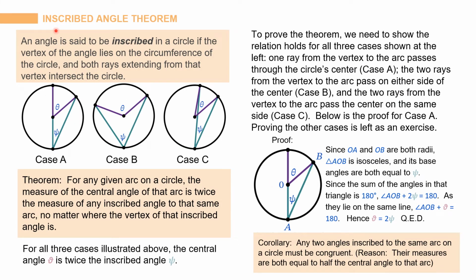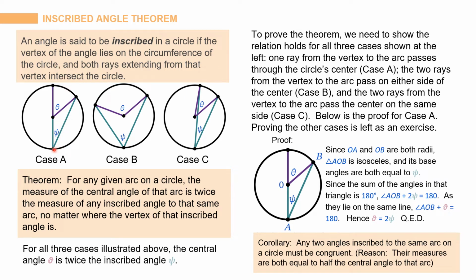The inscribed angle theorem tells us how to calculate inscribed angles if we know the central angle, and vice versa, and is extremely useful in these math contests. So let's first describe what an inscribed angle is. An angle is said to be inscribed in a circle if the vertex of the angle lies on the circumference of the circle and both rays extending from that vertex intersect the circle.